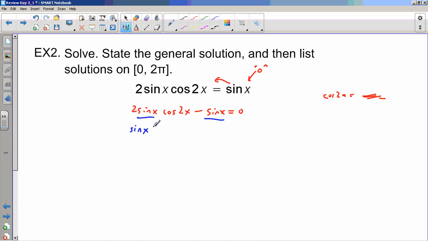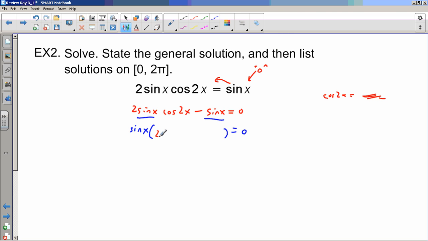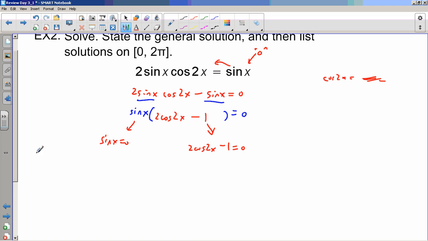If I take that and write it out front, now that I've got one side equal to 0, I can split what's a fairly nasty equation up into two pieces: sine x equals 0 and 2 cos 2x minus 1 equals 0. And I'm going to solve these both separately.